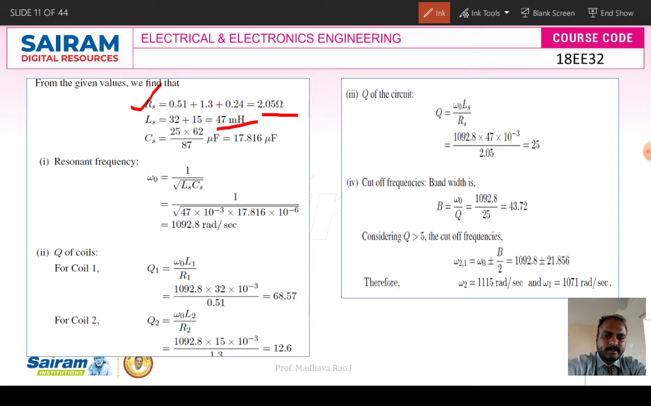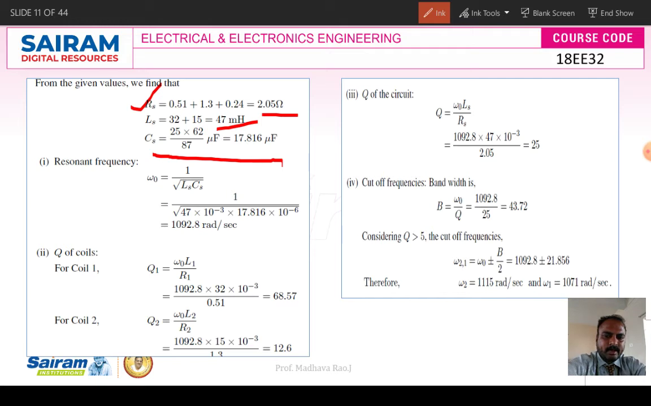The inductance coils will be added. Both are connected in series, so we will get 47 millihenries. Similarly for capacitance, the capacitors are connected in series, so these two capacitors are combined.